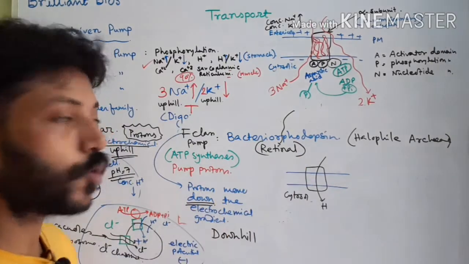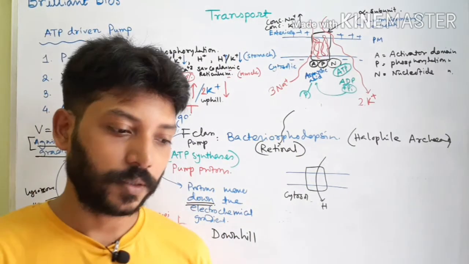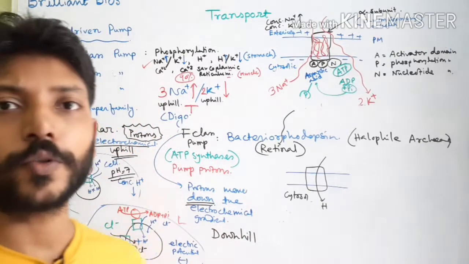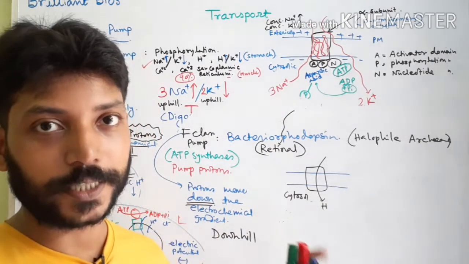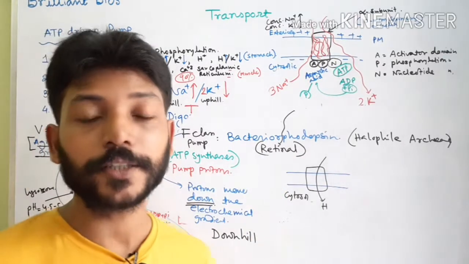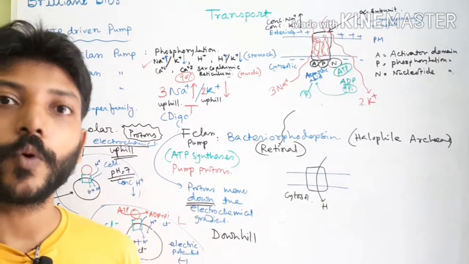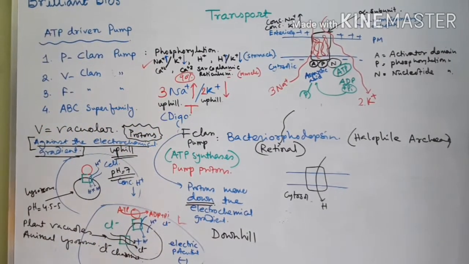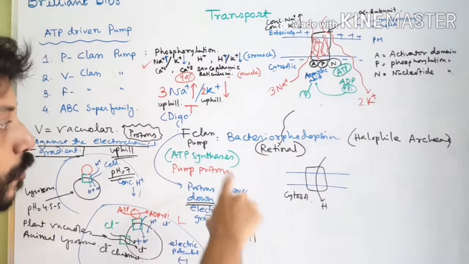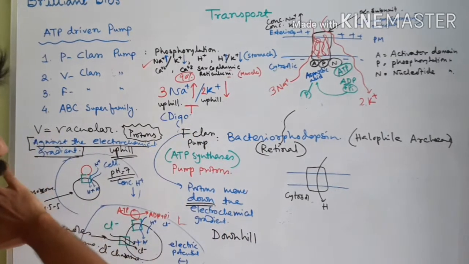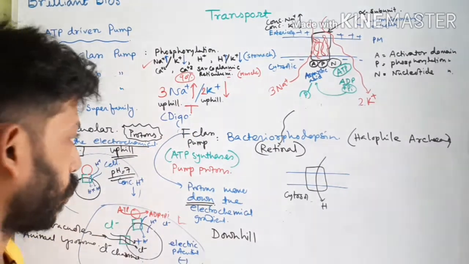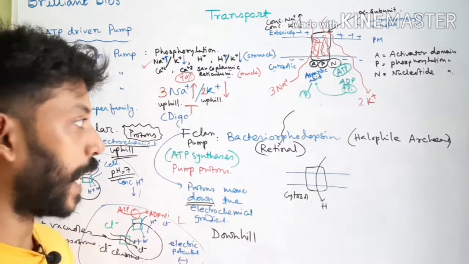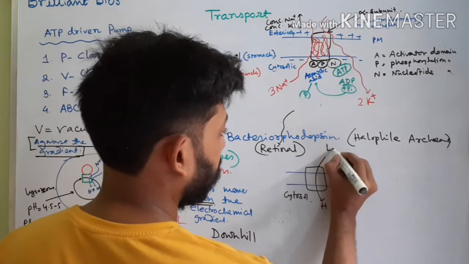There are many details, but I don't want to go into the details. If you want to read about how this bacteriorhodopsin functions, you can read the Pollard Molecular Biology book. But this is an overall view. I'm giving the overall view because I'm giving all the information about this protein. Now this bacteriorhodopsin is light driven. Here light is important, you must remember light.